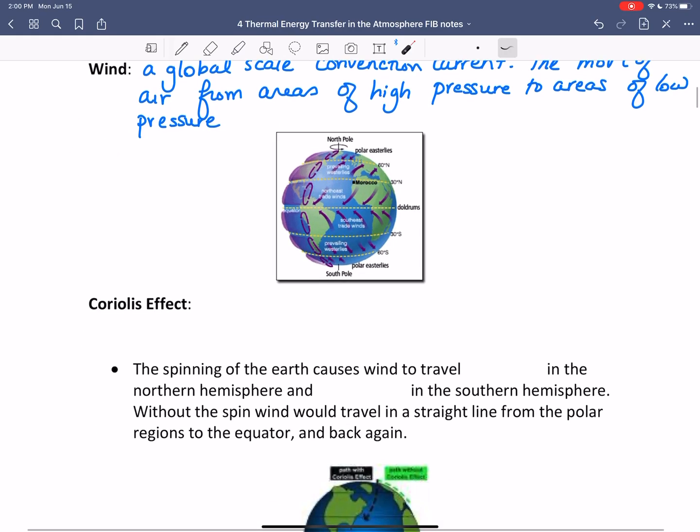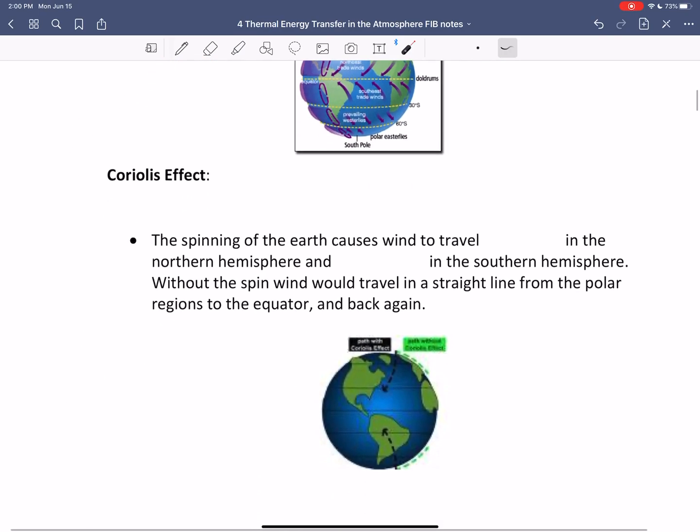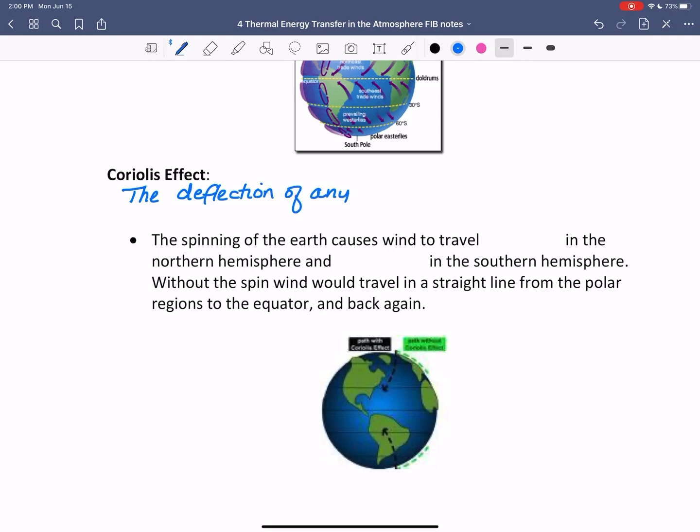The Coriolis effect is what you're seeing here, and the Coriolis effect is the deflection that occurs to any object from a straight path, from a straight line, by the rotation of the Earth.